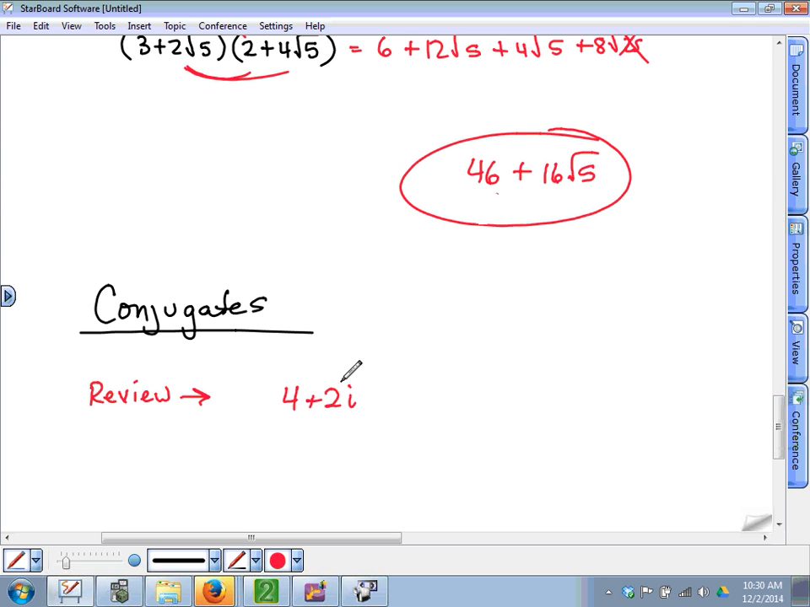So write this number down. 4 plus 2i, that's a complex number. Draw a little arrow like this. And then write the word conjugate. Every single complex number like this has a conjugate pair. It would be 4 minus. You remember this? Yep. 4 plus 2i, 4 minus 2i, those are conjugate pairs.